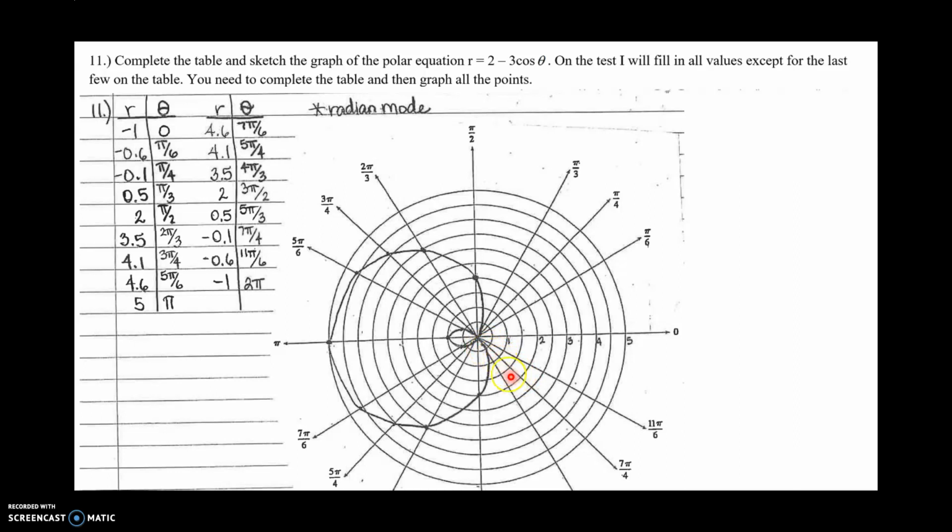So a positive value would go forward and a negative value is going to go backwards. So it's going to be right there. 7 pi over 4, negative 0.1. And then 11 pi over 6, negative 0.6. So a positive value would go this way. So a negative value is going the opposite way. So negative 1/2 right here, negative 0.6 right there. And then 2 pi, negative 1. So 2 pi is right here. A positive 1 would go forward. So a negative 1 is just going to go backwards to this point right here. And then again, we're just going to connect those last couple of points that we just graphed.